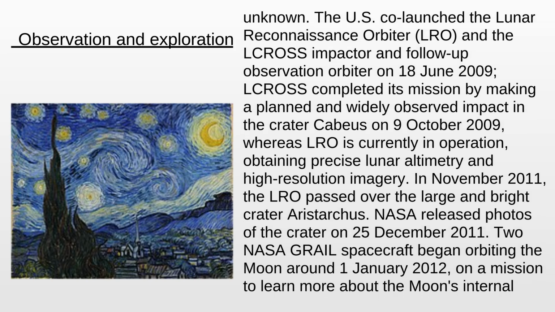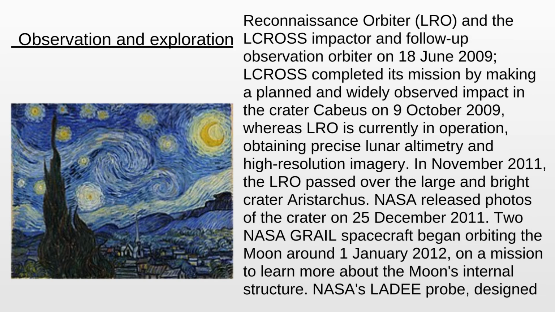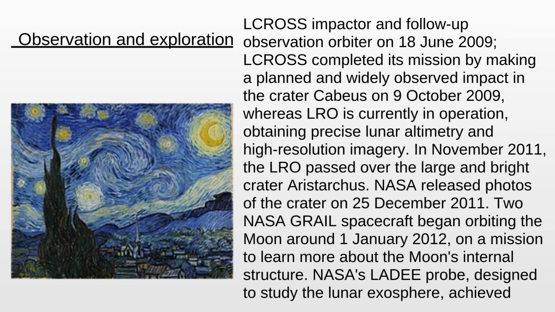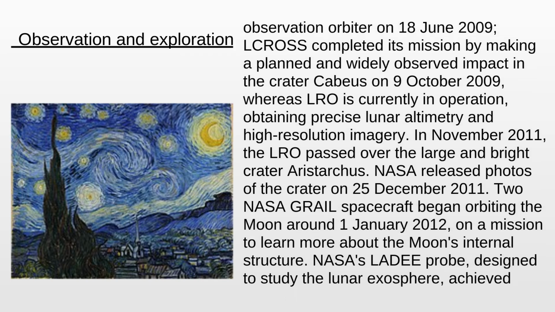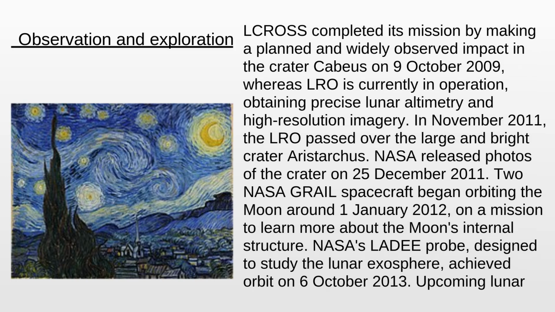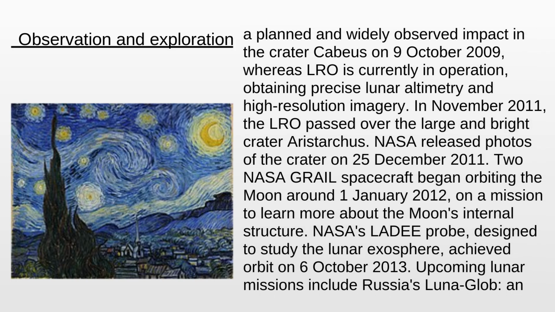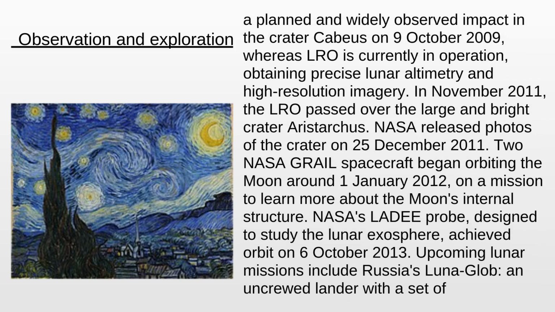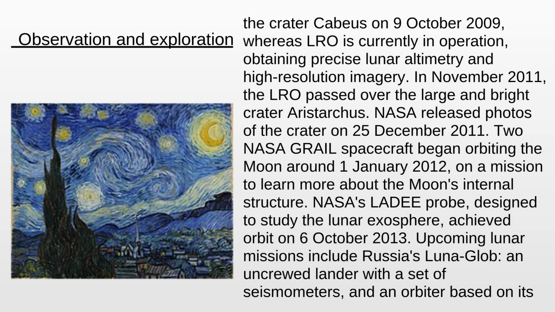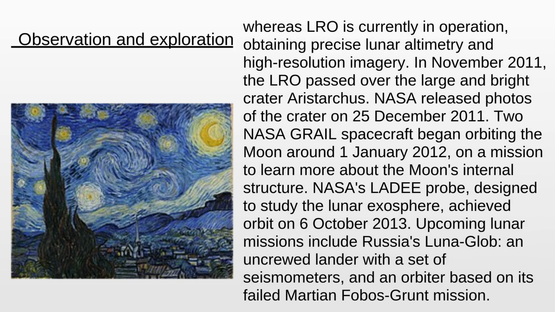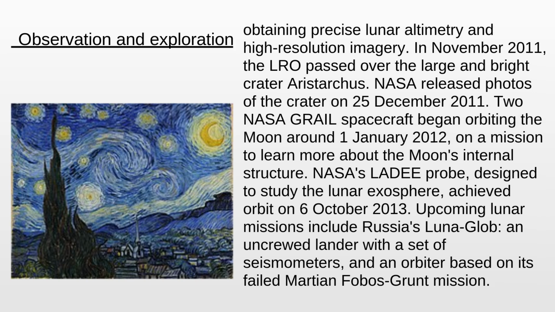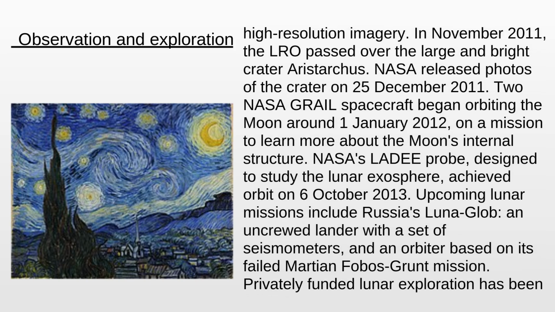The U.S. co-launched the Lunar Reconnaissance Orbiter, LRO, and the LCROSS Impactor and Follow-up Observation Orbiter on June 18, 2009. LCROSS completed its mission by making a planned and widely observed impact in the crater Cabeus on October 9, 2009, whereas LRO is currently in operation, obtaining precise lunar altimetry and high-resolution imagery.